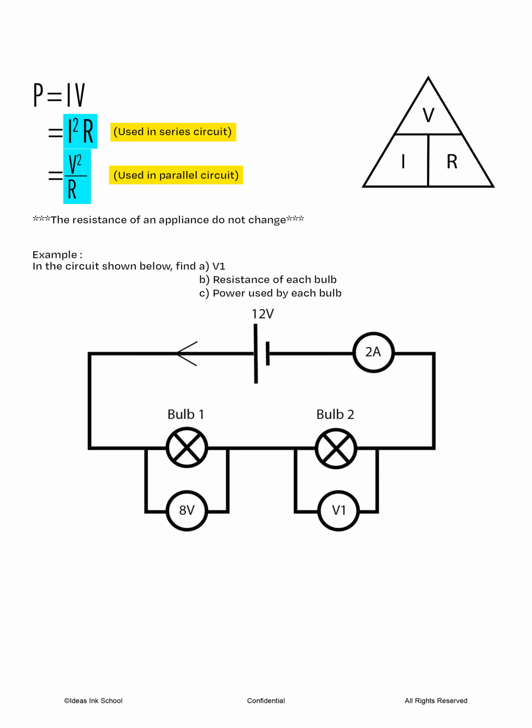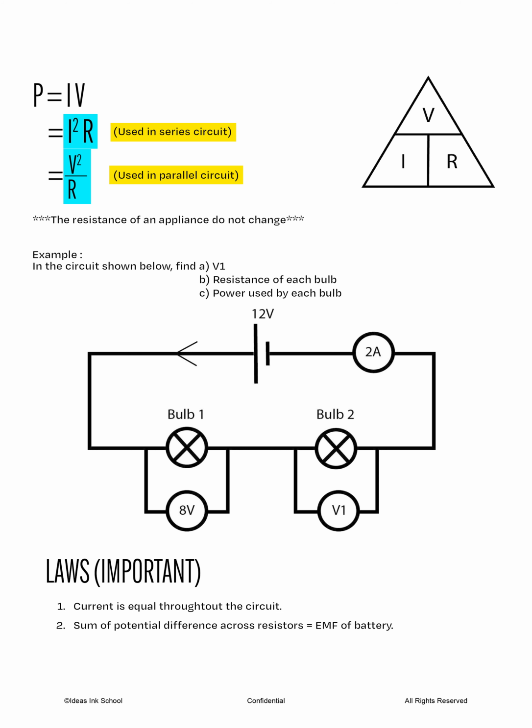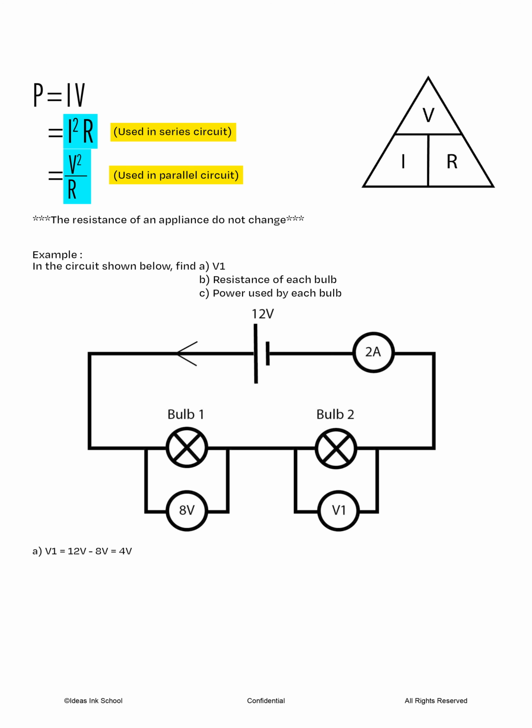Let's begin. Recall the second law of series circuits that states that the sum of the potential difference between the resistors will add up to the EMF of the battery. Since the EMF of the battery is 12 volts, voltmeter 1 will have a reading of 12 volts minus 8 volts, amounting to 4 volts.